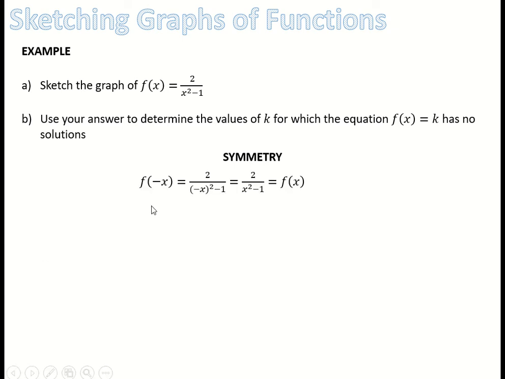So f of minus x is equal to 2 over minus x squared minus 1, which is equal to 2 over x squared minus 1, which is equal to f of x.